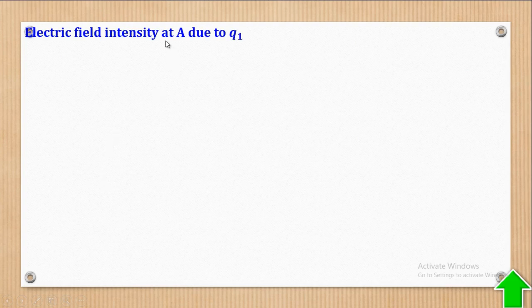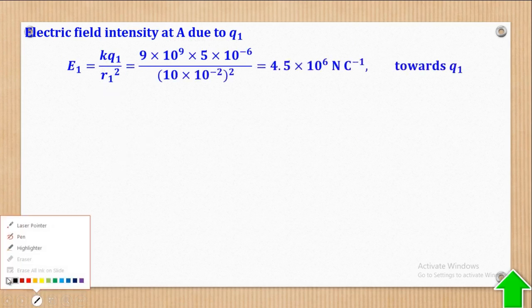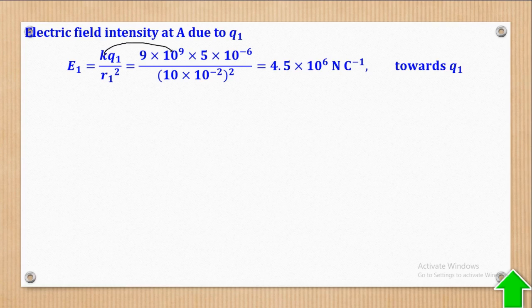So now electric field intensity at A due to Q1 will be given by that formula, K Q1 over R1 squared. So K is 9 exponent 9, Q1 is 5 exponent negative 6. So here we don't put a negative. For intensity we don't put a negative because it's a vector quantity. Then R1 was this, so it is squared, so we put a square there. So the output will be this, still in scientific form. And the unit must be seen, and also the direction towards Q1. We are using Q1 because that's what was given in the question.